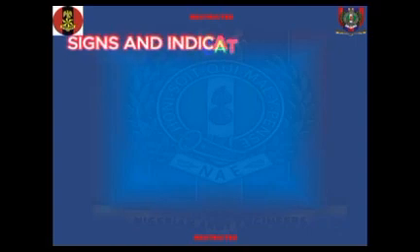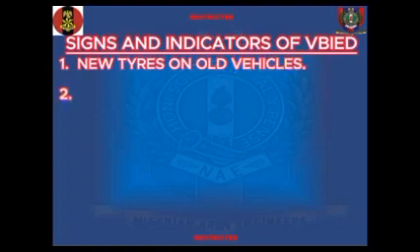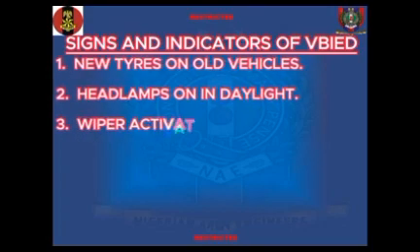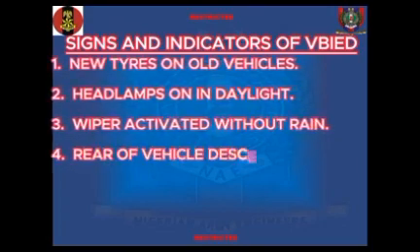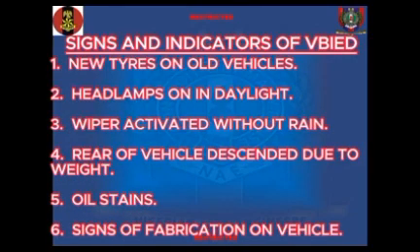Soldiers could also look out for signs and indicators of a vehicle-borne IED, which could include: first, new tires on an old vehicle, headlamps switched on in daylight, wipers activated without rain, the rear of the vehicle descended due to heavy payload of explosive in the trunk, oil stains, and lastly, signs of fabrication on the vehicle body, among others.